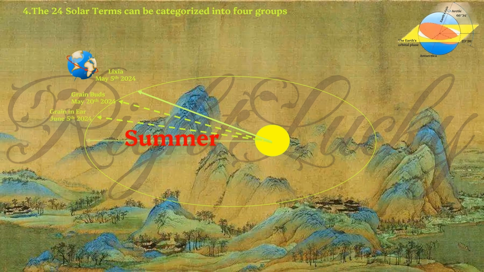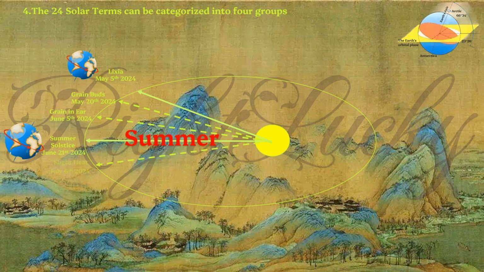The summer solstice marks the day when the sun reaches its northernmost point in the sky, shining directly on the Tropic of Cancer. This brings the longest day and shortest night of the year to the northern hemisphere, signifying the peak of summer. It's also the time when shadows cast by objects on the ground are at their shortest.